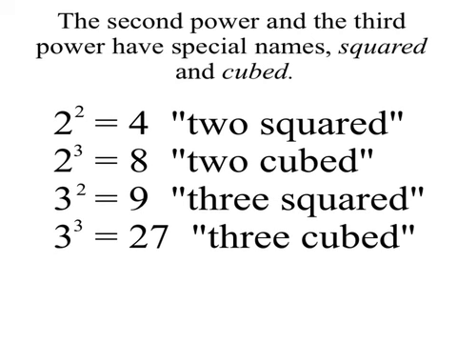The second power and the third power have special names, squared and cubed, and here are 4 examples. 4 is the same as 2 squared. 8 is equal to 2 cubed. 9 is equal to 3 squared, and 27 is equal to 3 cubed.